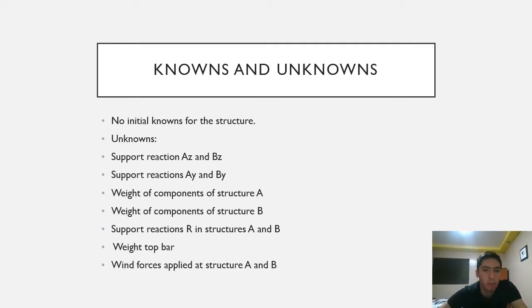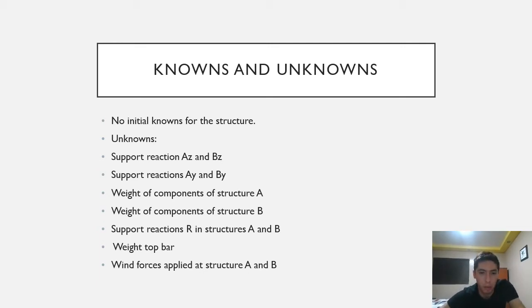We don't have any known forces or loads before starting the calculations, so everything must be calculated. Our unknowns are the support reactions AC and BC, which are the support reactions from the floor to support the weight of the towers, and support reactions AY and BY, which are the reactions that oppose the force of the wind.